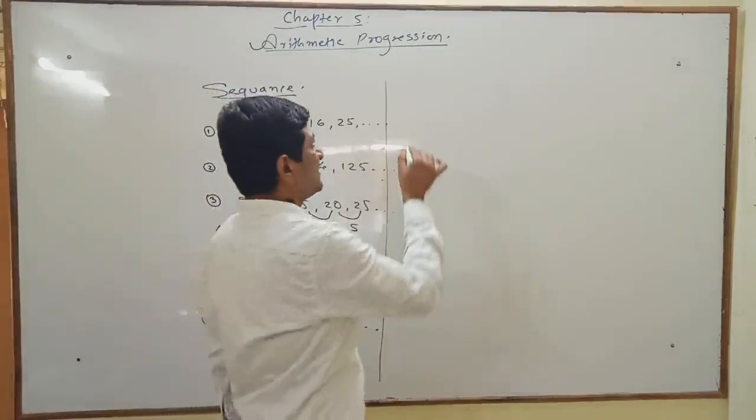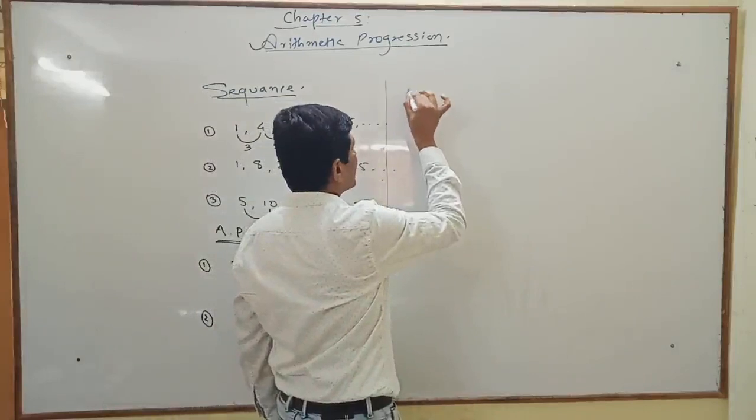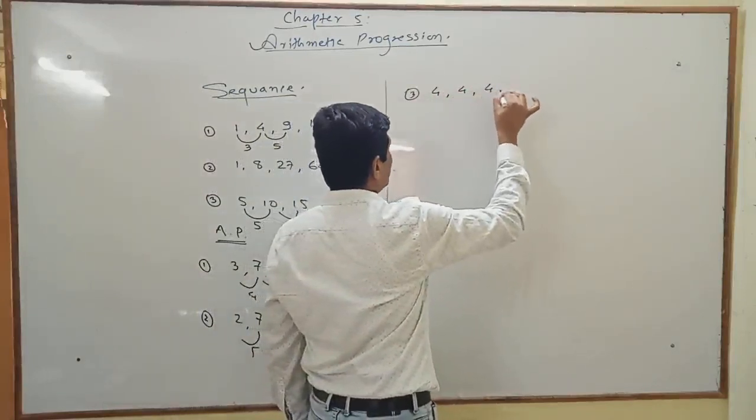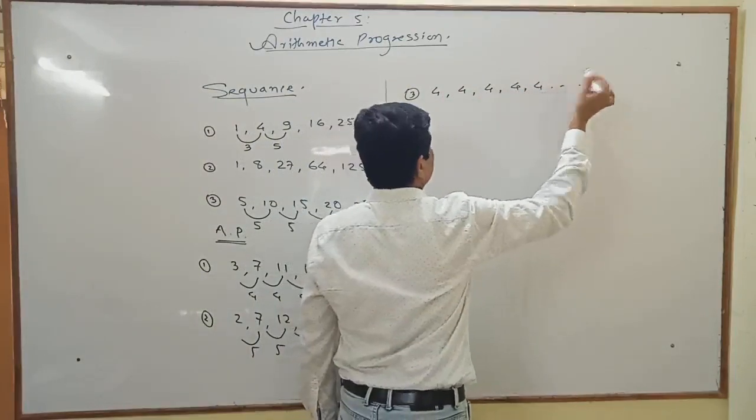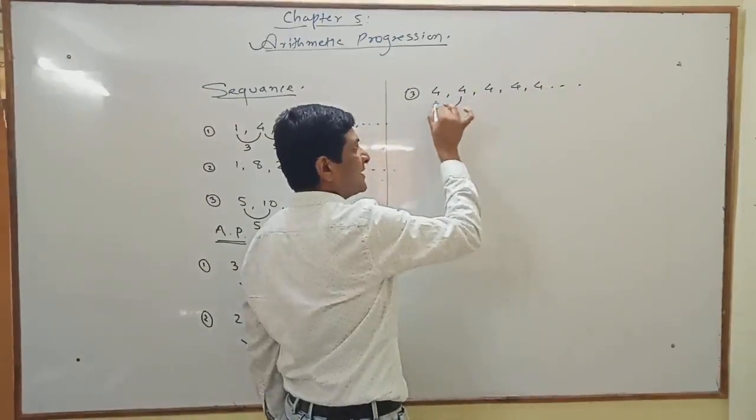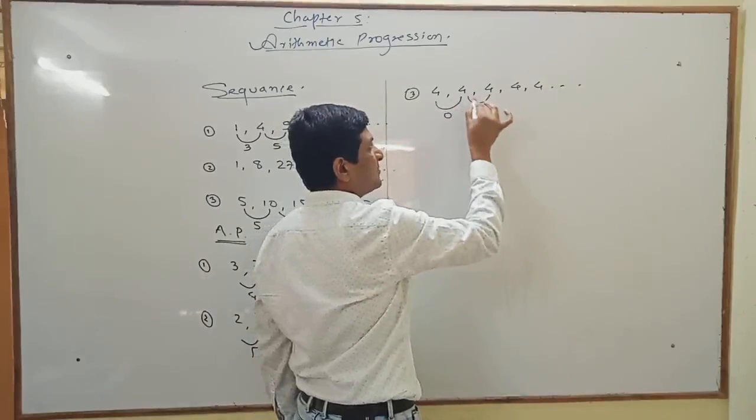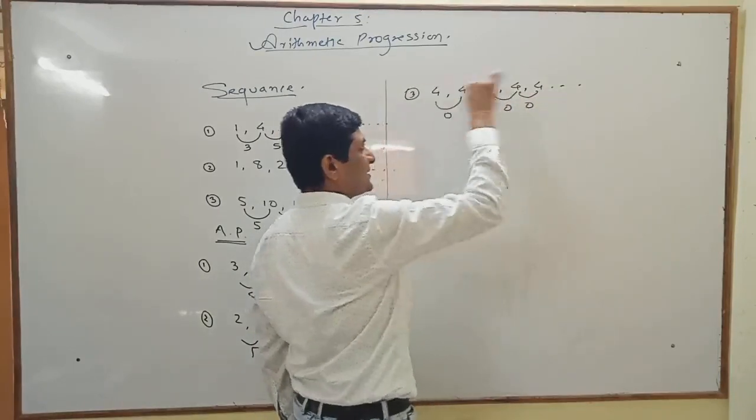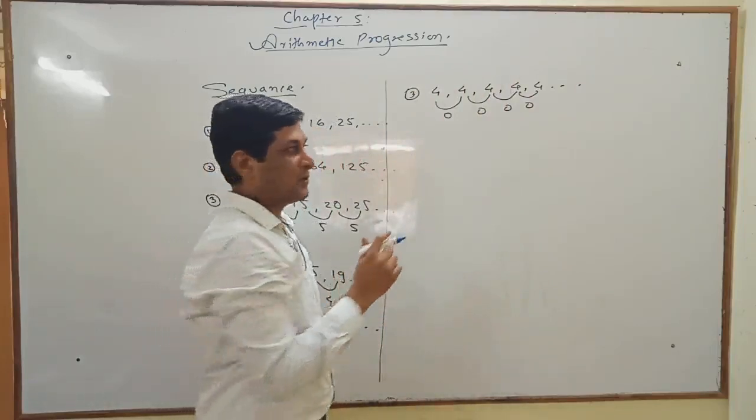Now consider one third example. Suppose that the first term is 4, the next term is also 4, 4, 4, 4, continuing this way. In this case, if you take the difference of any term to its previous term, it is 0. So since the difference is constant, we can say that this is also an example of arithmetic progression.